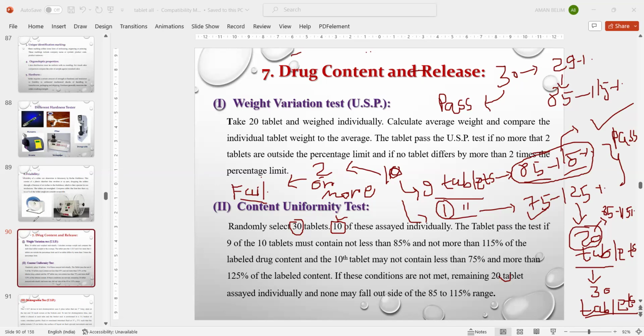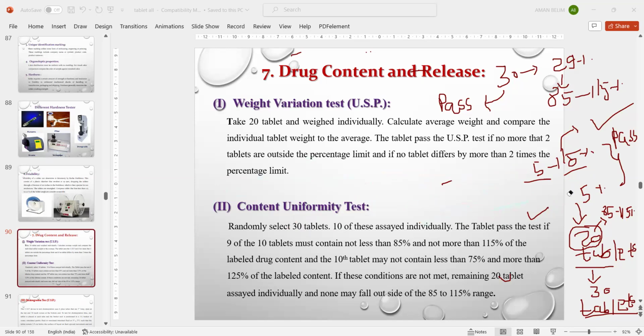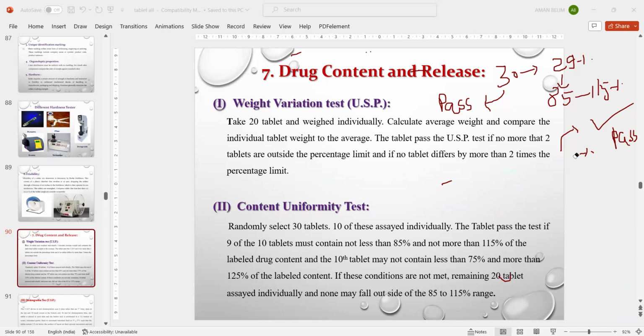Any question from anyone on this? It is very important. If you are not able to get it, you can rewatch the lecture after it completes, or if you have a doubt at this time, you can ask in the chat box. But this is very important: the content uniformity test.